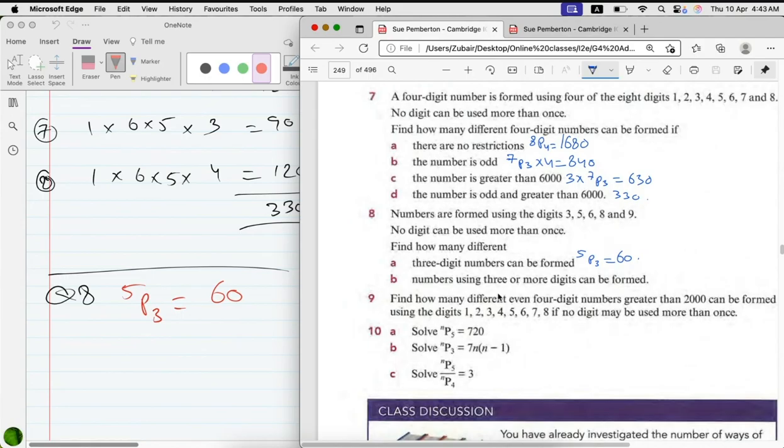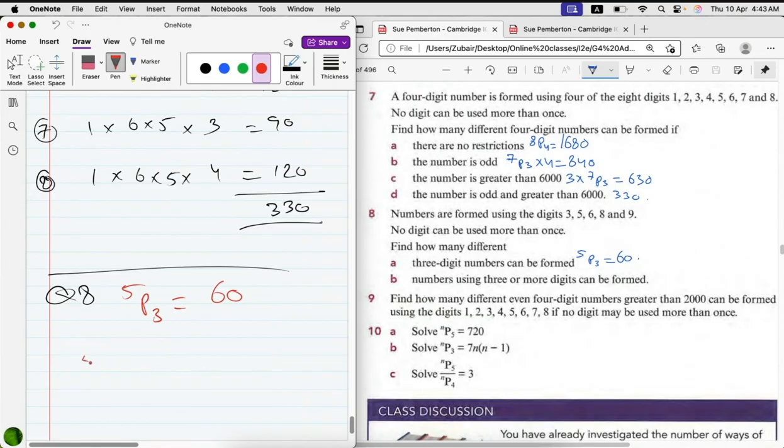And then B part says how many numbers using 3 or more digits can be formed. Okay. So this should be 5P3 or 5P4 or 5P5. 60 and 120 and 120. 120 plus 120 plus 60 is 300.